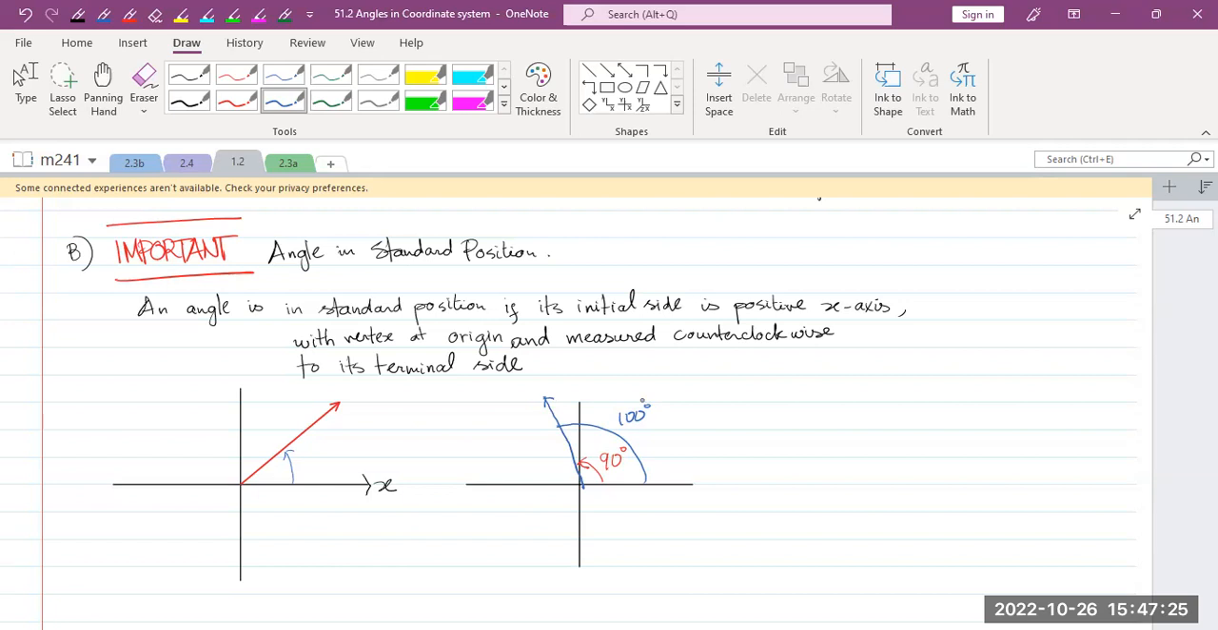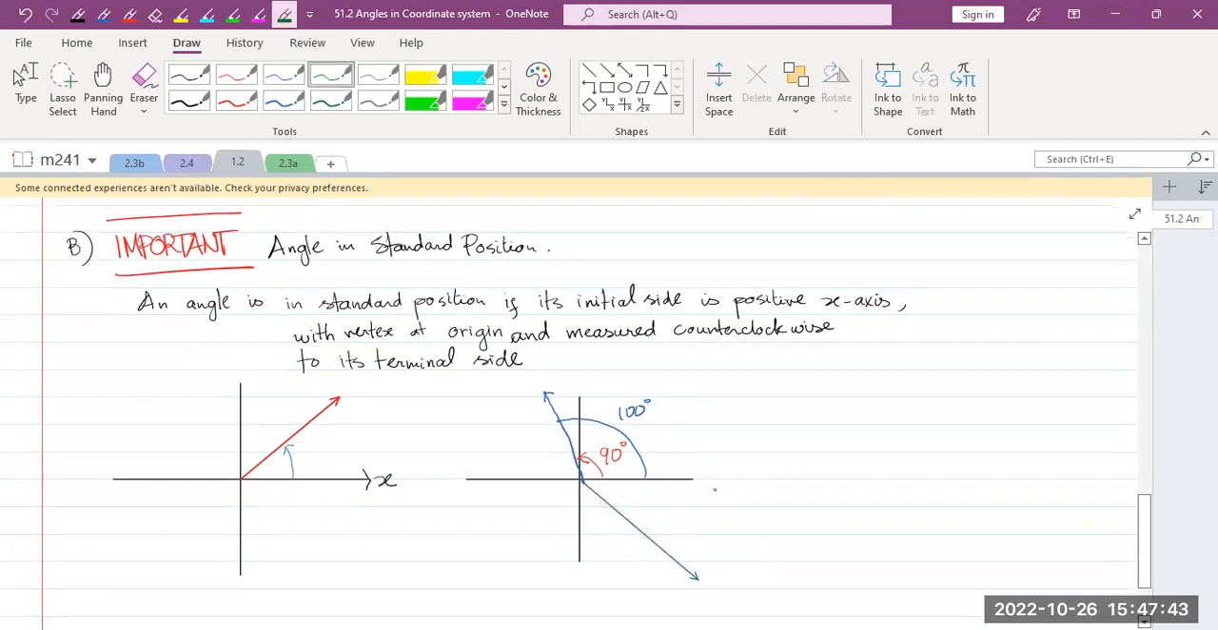So what happens if we measure clockwise, the same direction as the clock? Then we will have a negative angle. Suppose we have something that looks like this. Then this angle is called negative 45 degrees. The negative for that angle means we go clockwise.